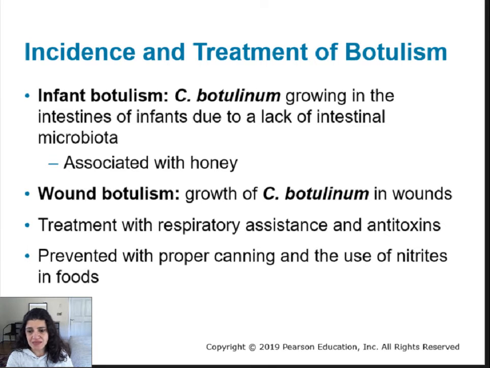When it comes to the incidence, there is an average of 110 cases of botulism annually in the United States. About 25% of these cases are foodborne. 70% of the cases are infant botulism. That's why it's highly recommended that you do not give honey to kids younger than 1 year old.